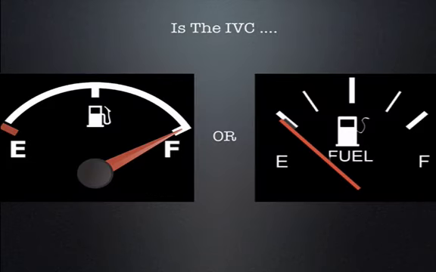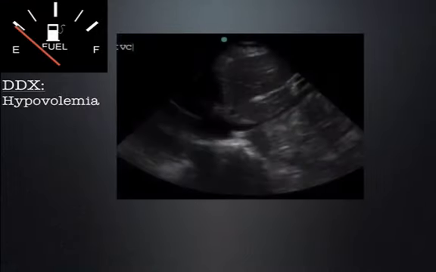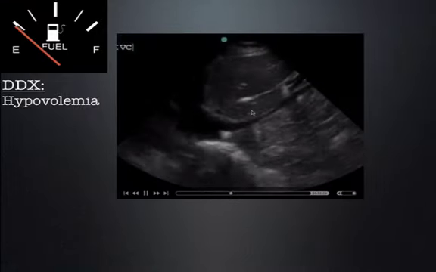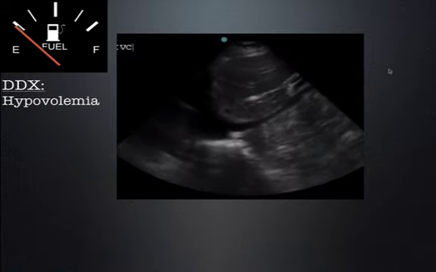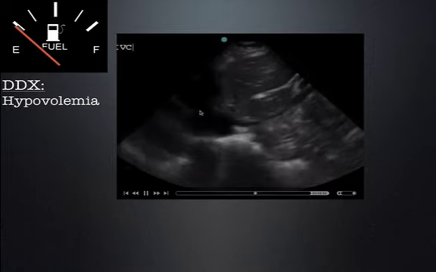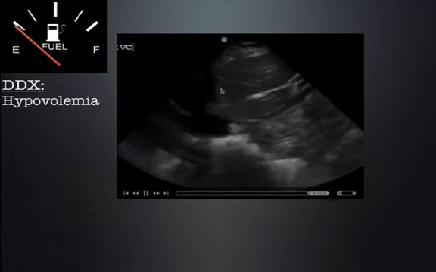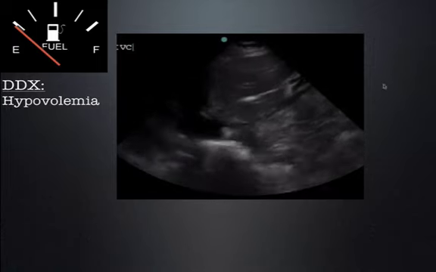Okay, so now that you know how to identify the inferior vena cava with ultrasound, let's talk about how to interpret that image as a full or an empty tank. Taking a look at this image right here, we have the inferior vena cava traversing the liver. Probe indicator pointing towards the patient's head, so the feet would be on this side of the screen. And as the patient breathes in, you can see the liver and the diaphragm go towards the patient's feet.